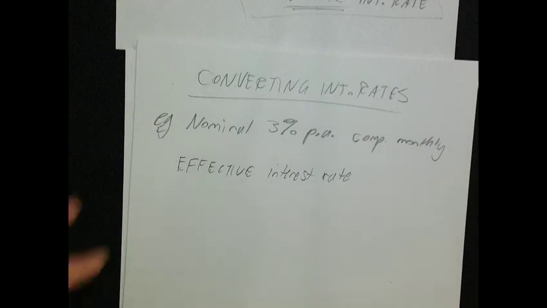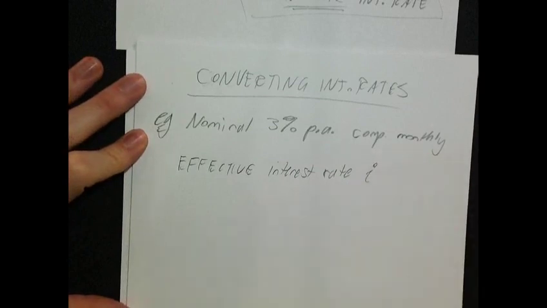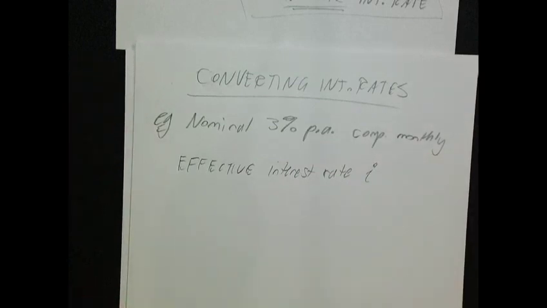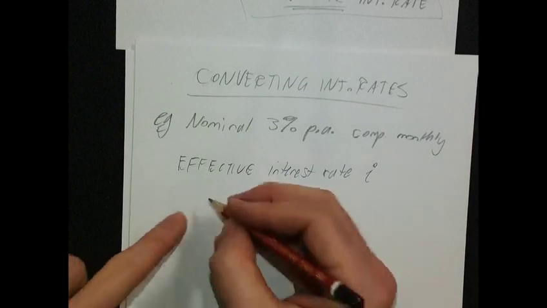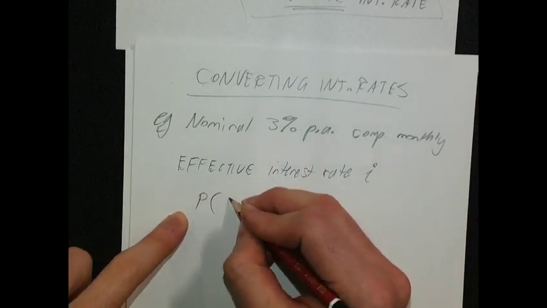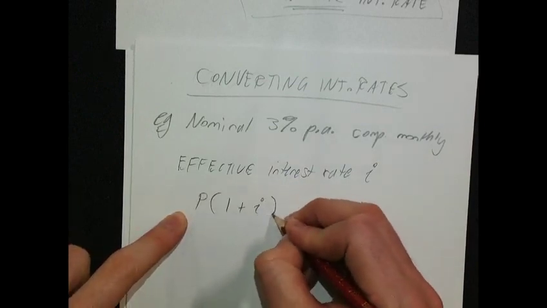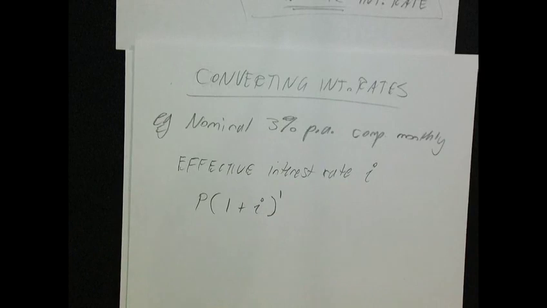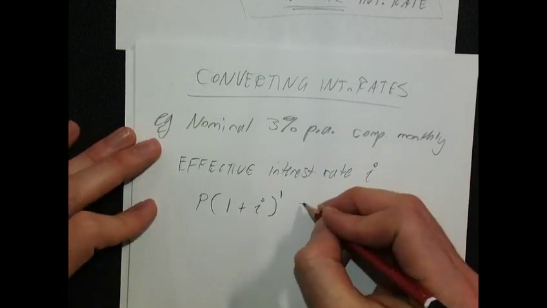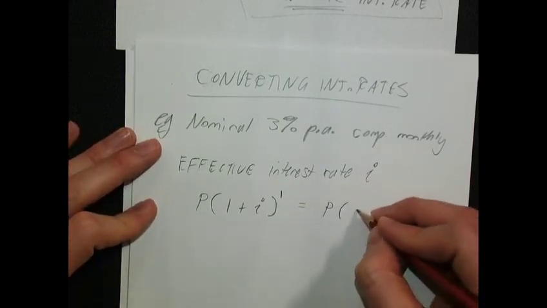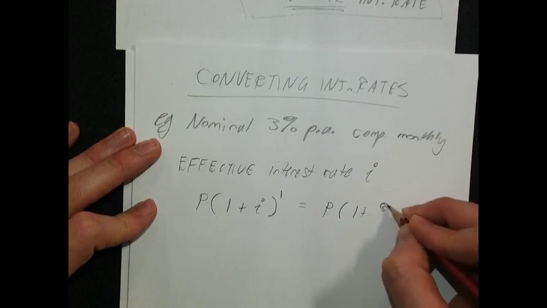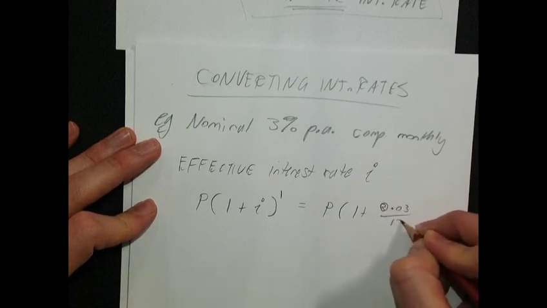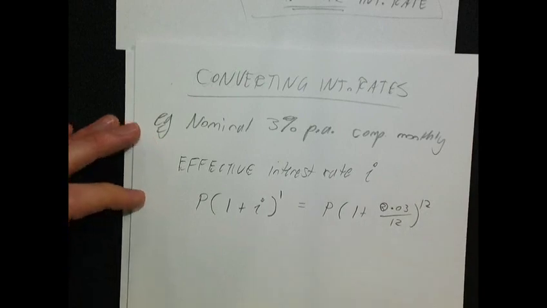So we know that, let's call it I, the effective interest rate I. So we know if we started with some principal and we compounded it at an interest rate of I for 1 year, right? That's a yearly interest rate, I over 1. It should come out to the same answer as the principal with my 3% over 12 for 12 months.